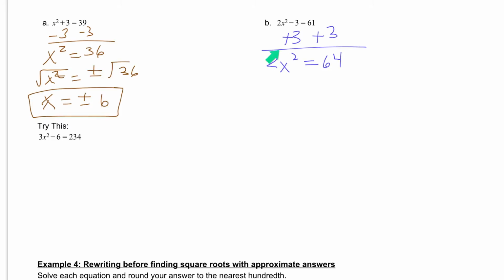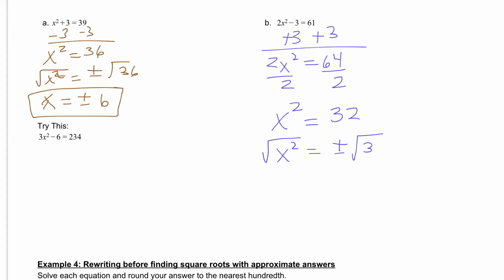And then I need to get rid of the 2 that's out in front. Since I'm multiplying that 2 by x squared, to get rid of it, I need to divide both sides by 2. And I get x squared equal to 32. And then from here, I can take the square root of both sides. So I'm going to take the square root of x squared, which means I have to take plus or minus the square root of 32. The square root and the squared will undo each other so that x comes back out.